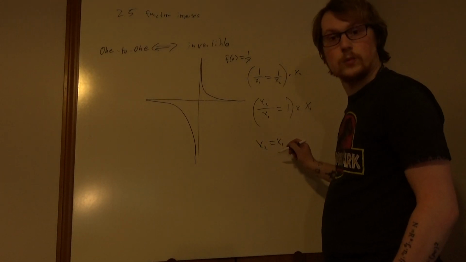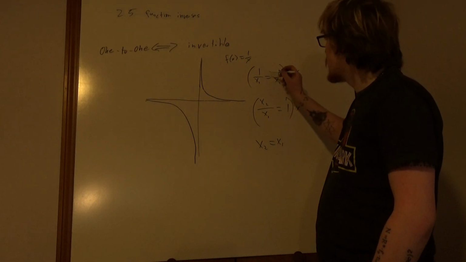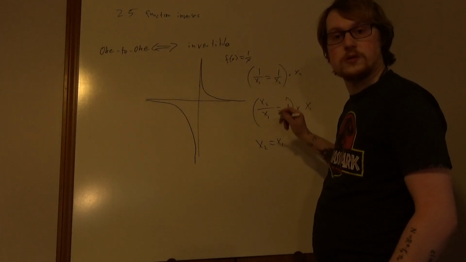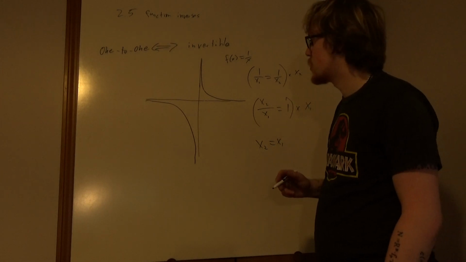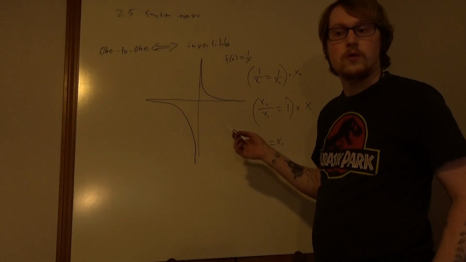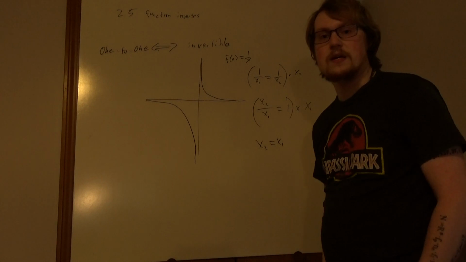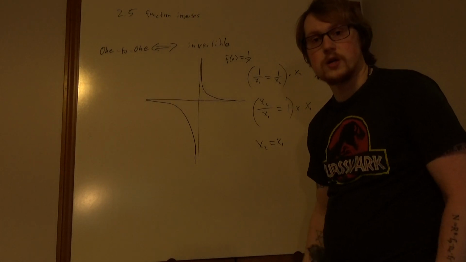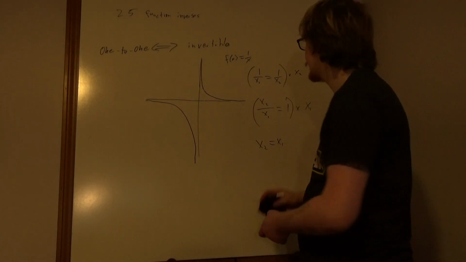This, however, is exactly what we wanted to find, which is that if their outputs are equal, then their inputs are equal. And so just as we found with the horizontal and vertical line tests, 1 over x is indeed a one-to-one function, and so is invertible.